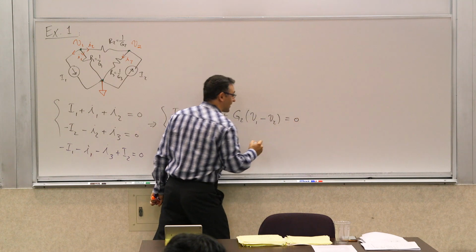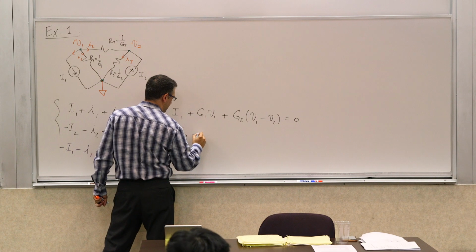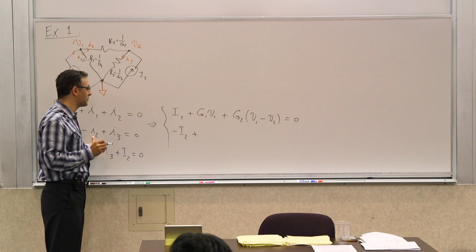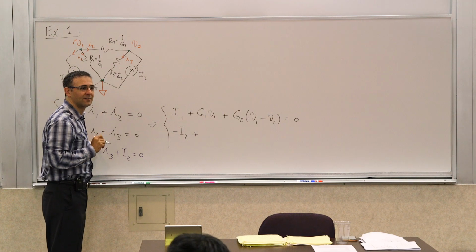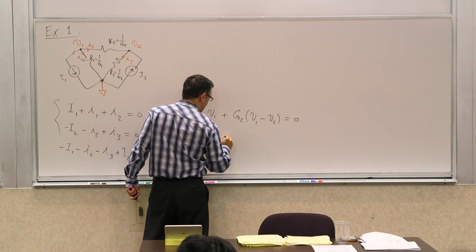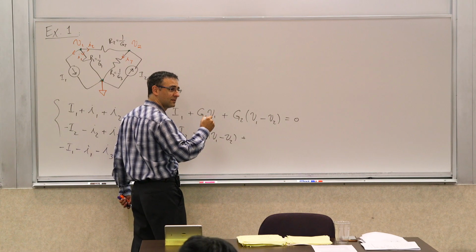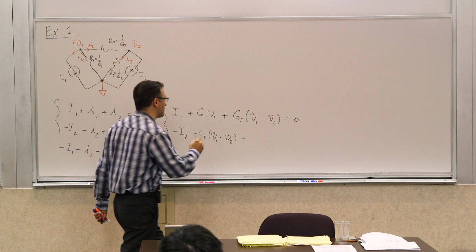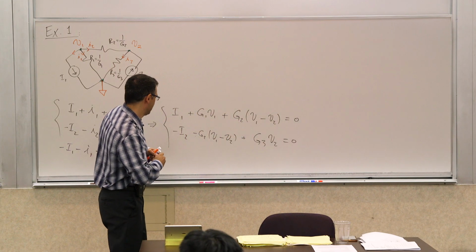OK, equals 0. So how about the next equation? Can somebody help me with that? So negative I2 is negative I2. So the capital I2. What's the next term? What is I2? Negative I2. Who's the next volunteer? Yeah. Minus G2 V1 minus V2, right? Negative of that. And then what is the last term? Sorry, I3? G3 V2. OK, so now it's better, right?